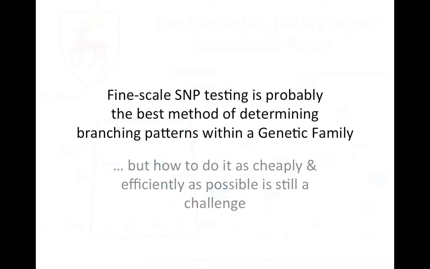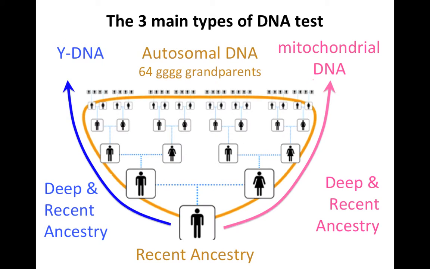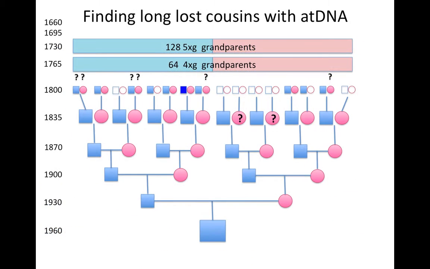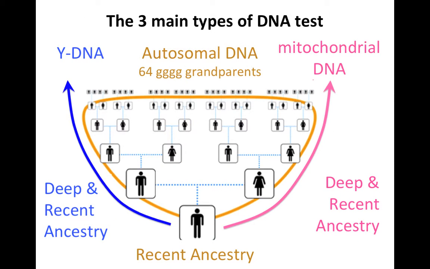do shortly. So fine-scale SNP testing is probably the best method of determining branching patterns within a genetic family, and certainly within genetic family 1 of the Spearin Surname Project, but how to do it as cheaply and efficiently as possible is still a challenge. So for now, we will just concentrate on doing the big Y test.